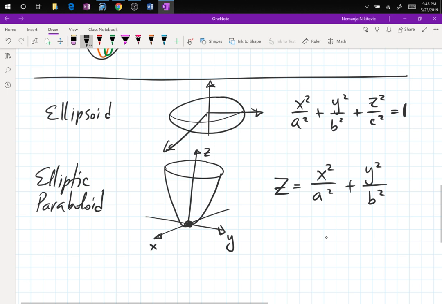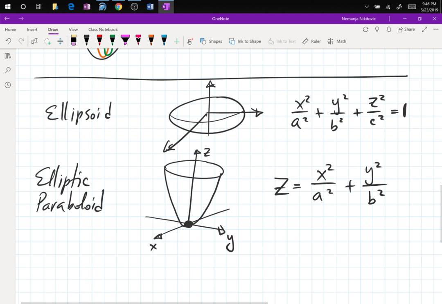If you cut this with any plane above the x and y plane, you have to cut with z equals 1, z equals 2, z equals 3. You don't get to cut with z equals 0, because z equals 0 on the bottom will give you 0. And in order for z to be 0, your x and y must be 0, because everything is squared, right? And then you get your 0, 0, 0 point. So you have to cut with a non-zero z.